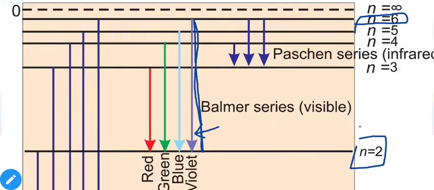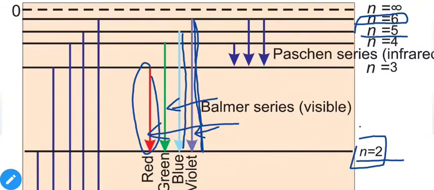If the difference decreases, as you can see, if the initial state is 5 and final is 2, less energy containing radiation will be emitted, which is blue. Then if we decrease the energy difference even more, you will get green light. If we decrease it even further, you will get red light. So red light almost represents the transition of an electron from n equal to 3 to n equal to 2, and violet light almost represents the transition from 6 to 2.